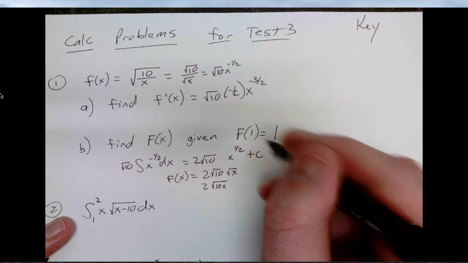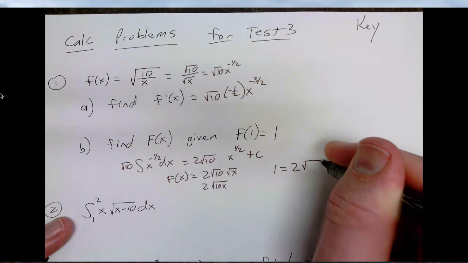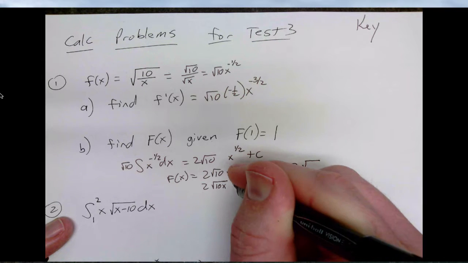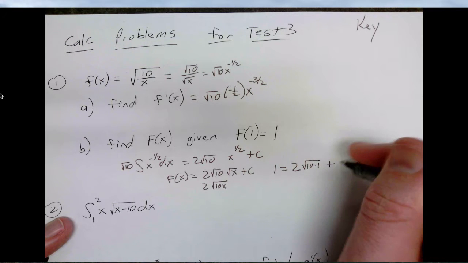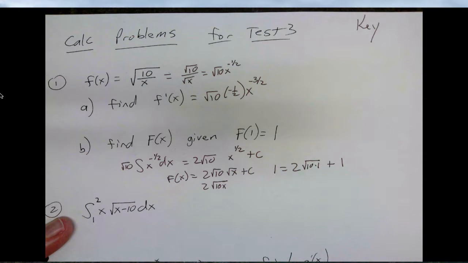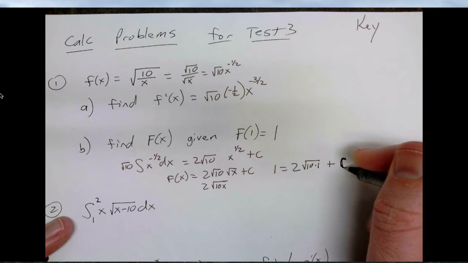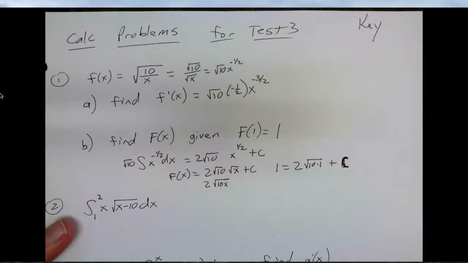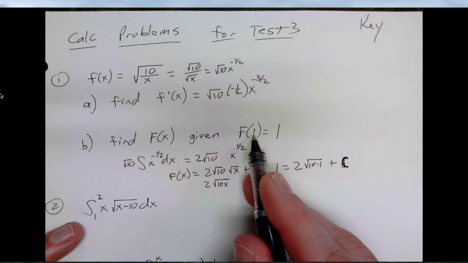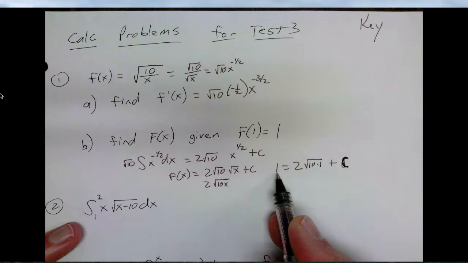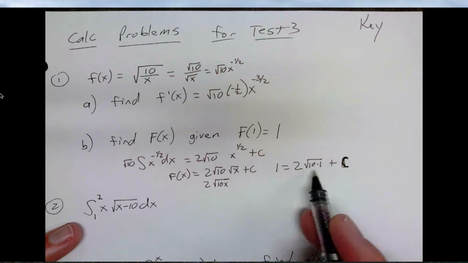Now, the condition they gave me was F of 1 equals 1. So I know that 1 equals 2 radical 10 times 1, plus c. There's where I am right now. Just to recap what I just did: my input was 1, my output was 1, so I plugged the output and the input in there. I still have my unknown value plus c. And now I'm just going to solve for c.